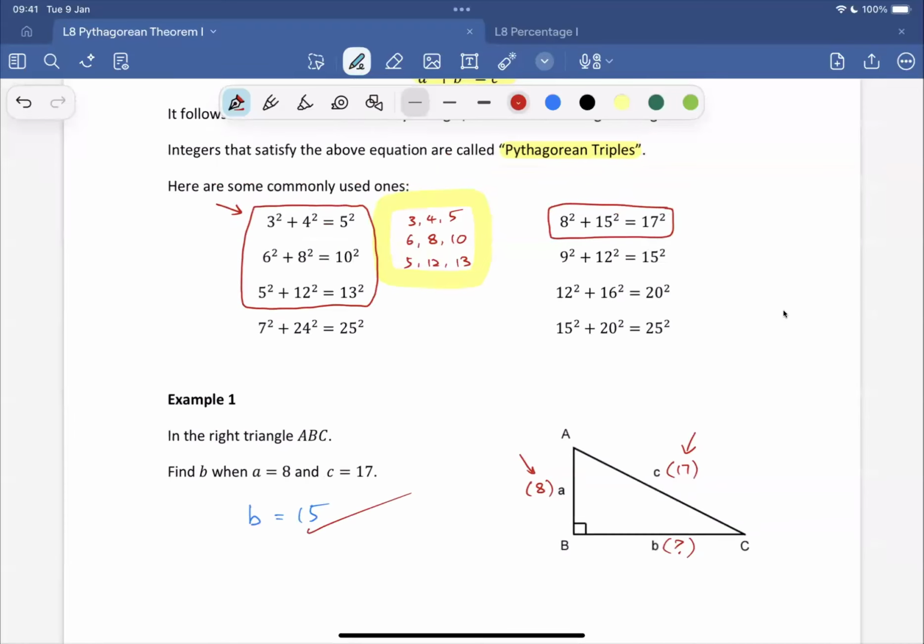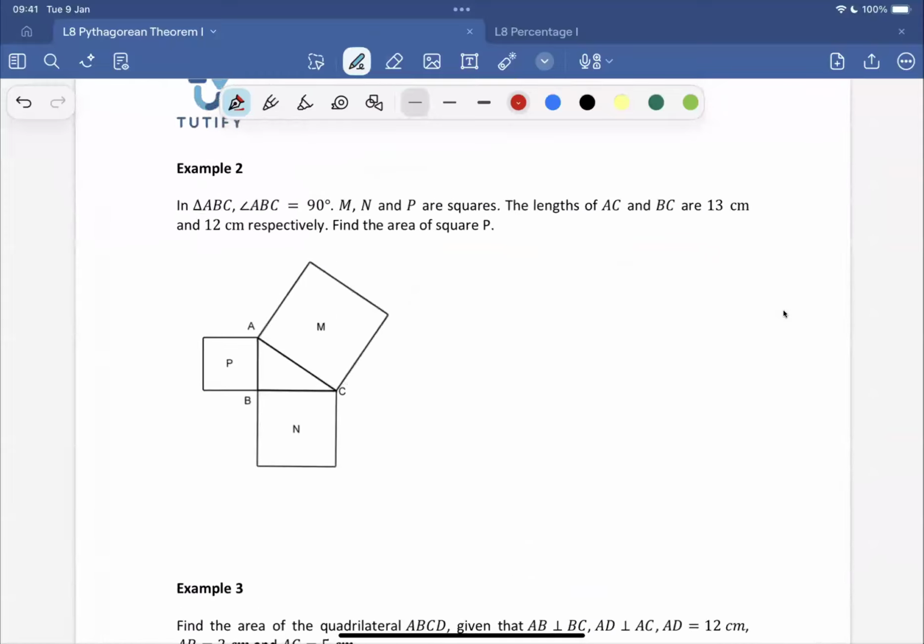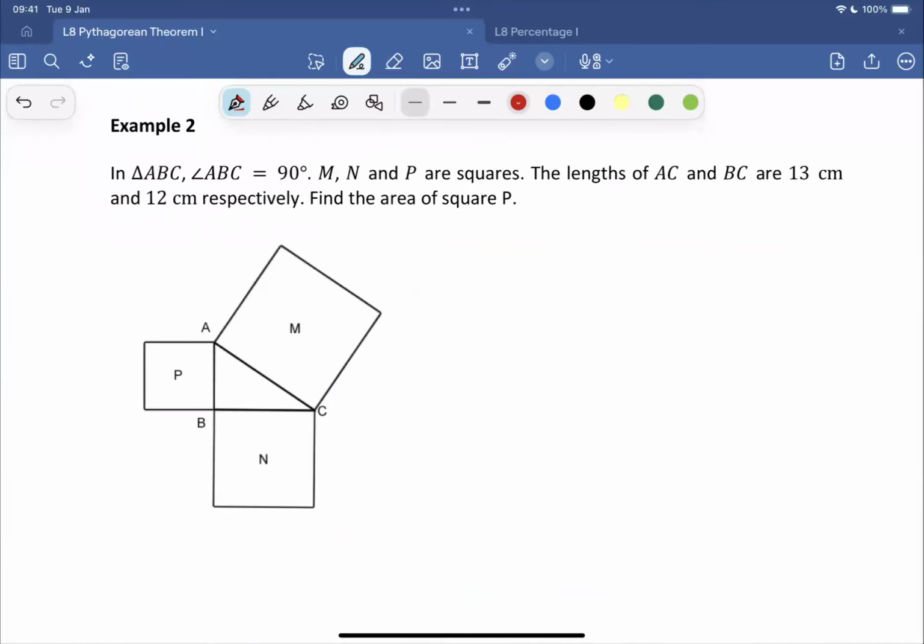Okay, so that's how useful the Pythagorean triples are. I'm not saying that you need to memorize all of them, but it will be very helpful if you can just memorize the top three. 3, 4, 5, 6, 8, 10, 5, 12, 13. Okay? All right, let's take a look at example number 2.